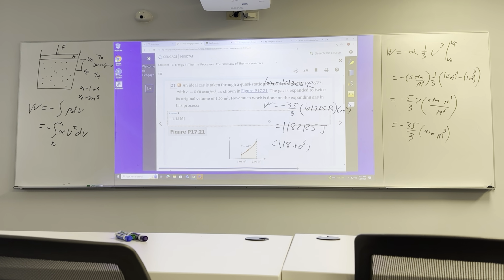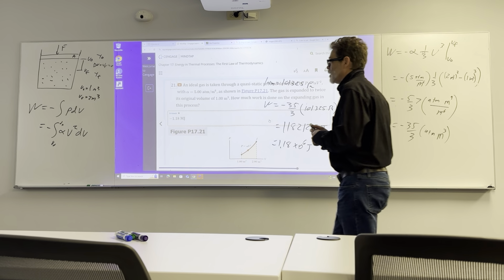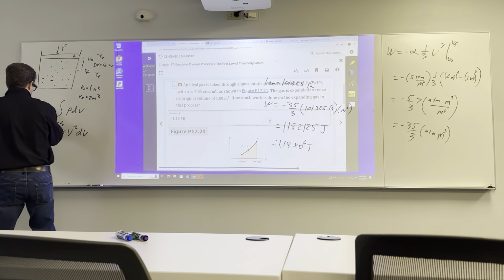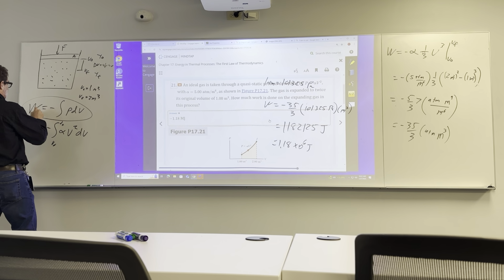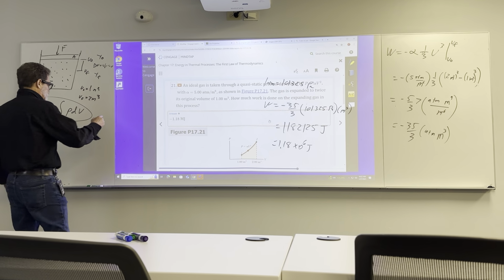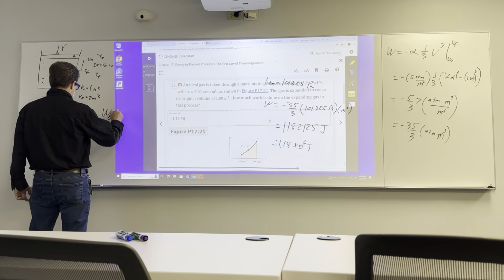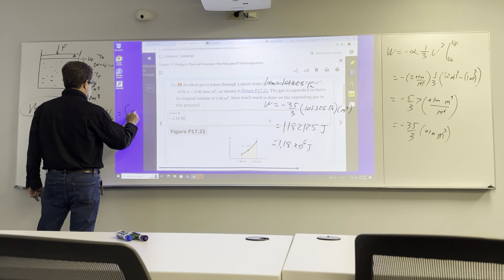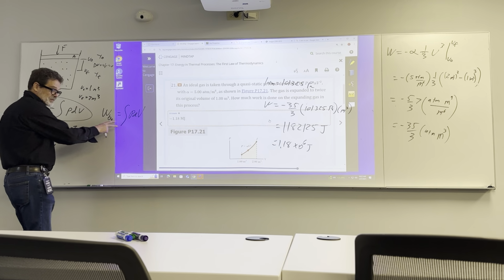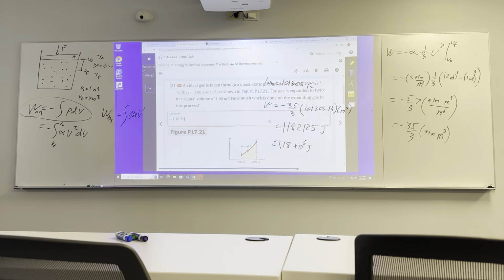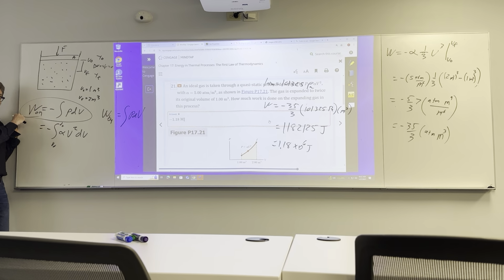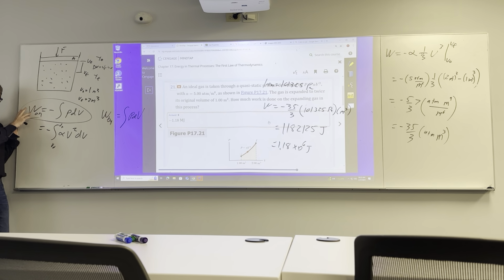So we have two works here, and you have to be careful. There's the work done on the gas, which is this formula. This is the work done on the gas. The work done by the gas is equal to the integral of PdV. So these are equal and opposite of each other. And we always calculate the work done on the gas, because that's what we're going to use in the next equation, the next big equation.